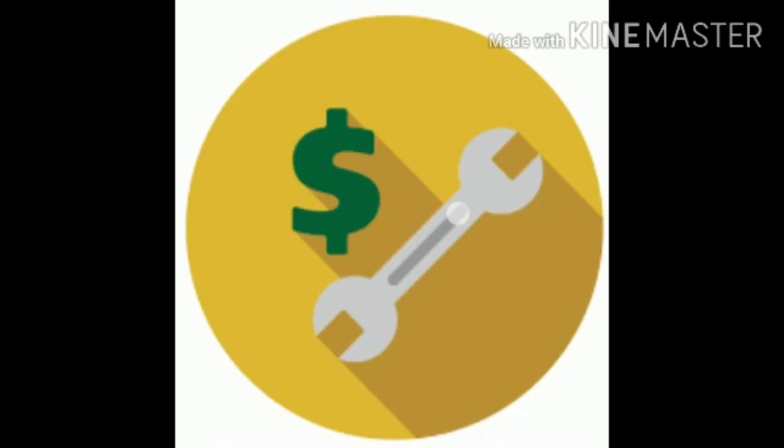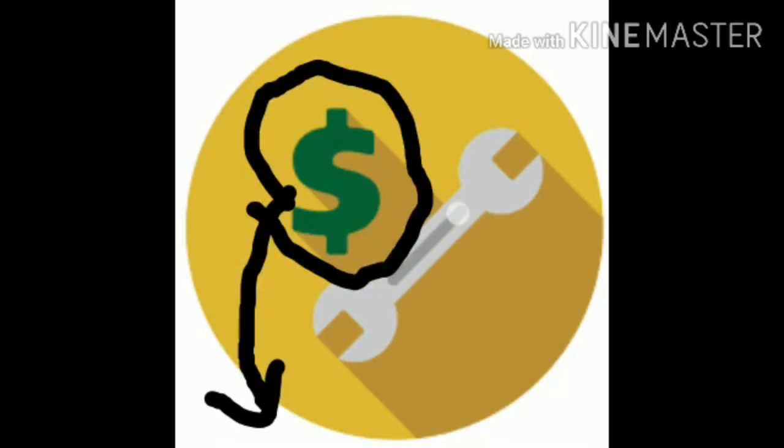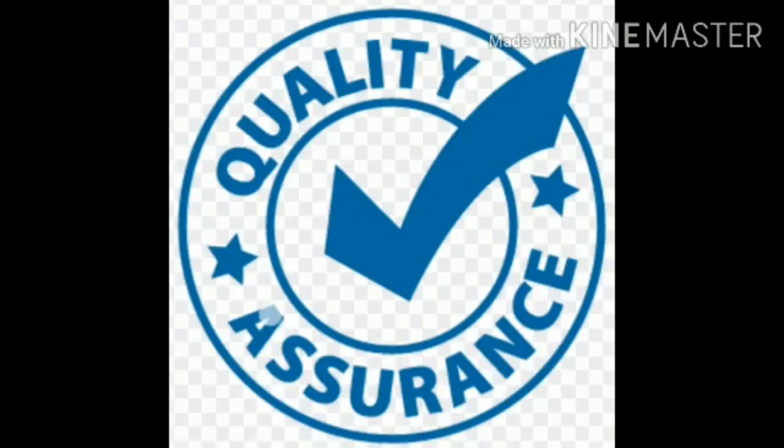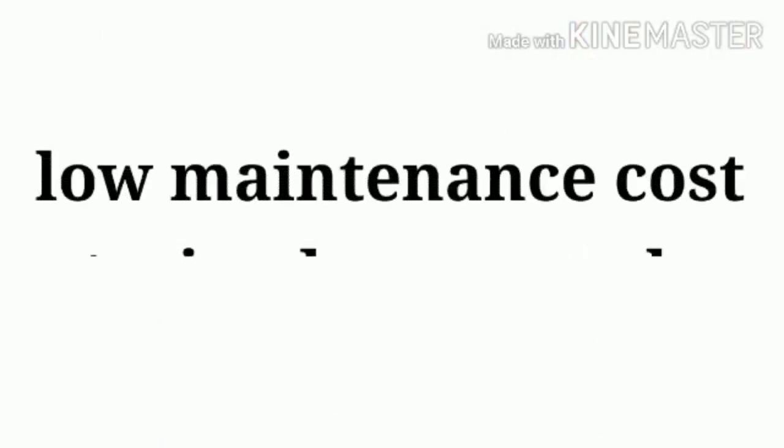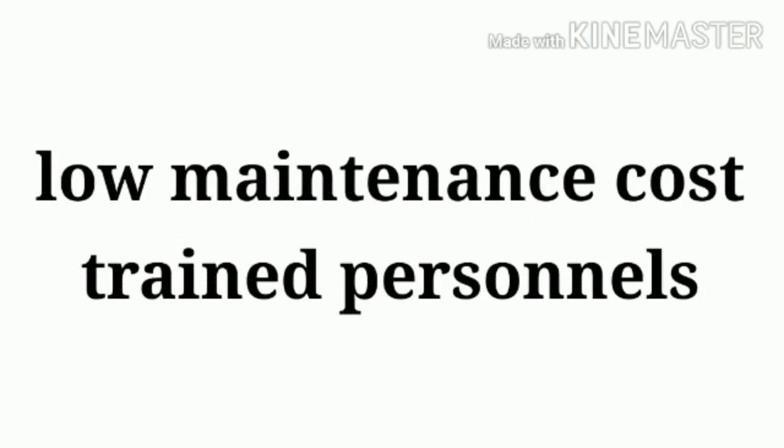Number 1. To keep the maintenance cost per production item produced as low as possible. Number 2. To keep the quality of the product very high. Number 3. To keep the downtime for critical equipment as low as possible. Number 4. To keep maintenance cost as low as possible. Number 5. To provide effective and trained personnel.